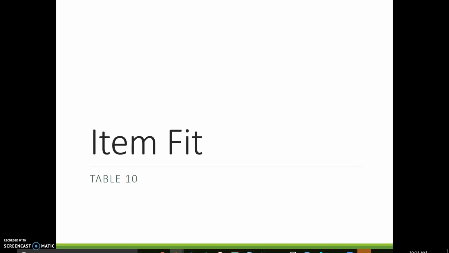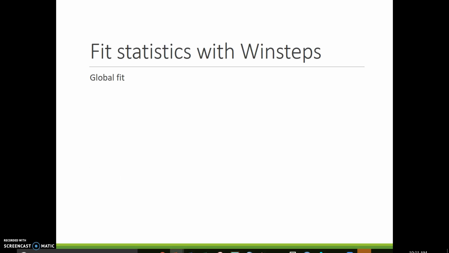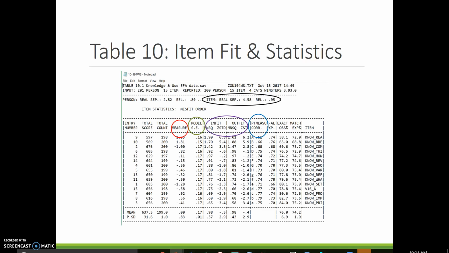This video is going to focus in on item fit, specifically Winsteps Table 10. Winsteps, and Rasch, has lots of different ways to think about fit: global fit, person fit. We're focused on item fit, and again, category fits. This is what Table 10 looks like, and there's a lot of information that we're going to grab from here. This video is going to specifically focus in on the purple, so the fit statistics, and these two columns.